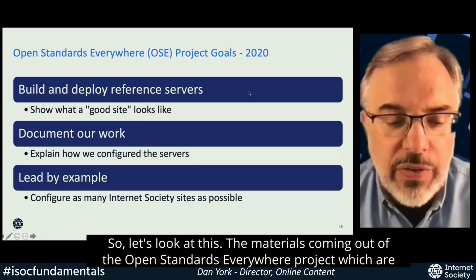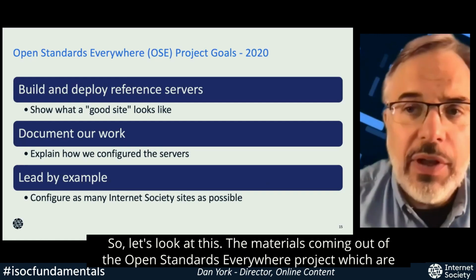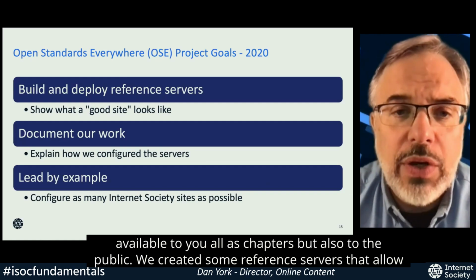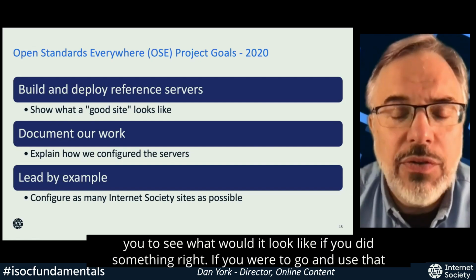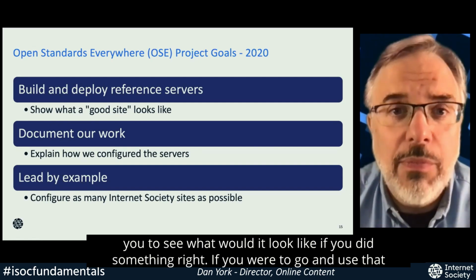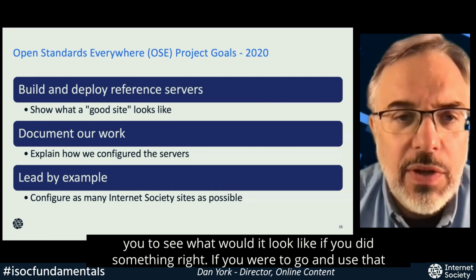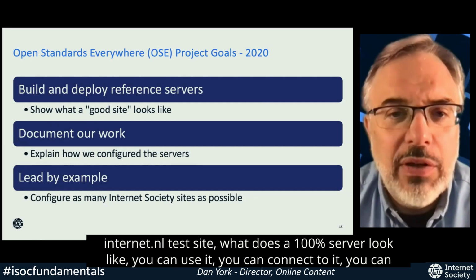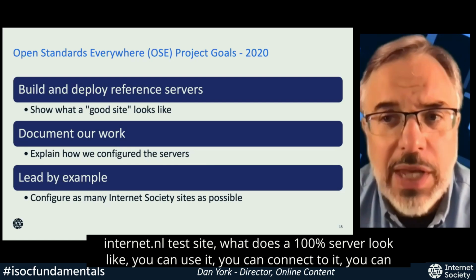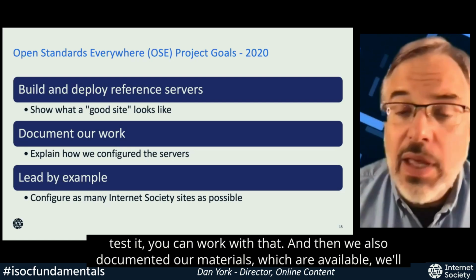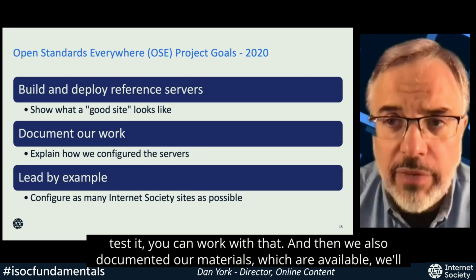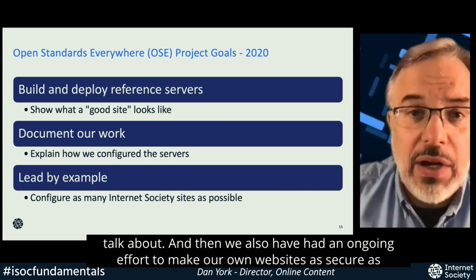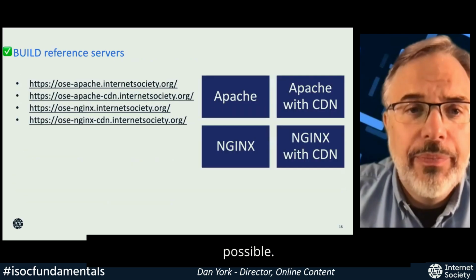So let's look at this. The materials coming out of the Open Standards Everywhere project are available to you all as chapters, but also to the public. We created some reference servers that allow you to see what it would look like if you did something right. If you were to use that Internet.nl test site, what does a 100% server look like? You can connect to it, test it, and work with it. And then we also documented our materials, which we'll talk about. And we have also had an ongoing effort to make our own websites as secure as possible.